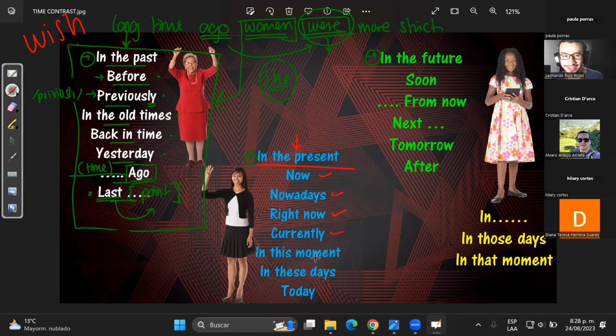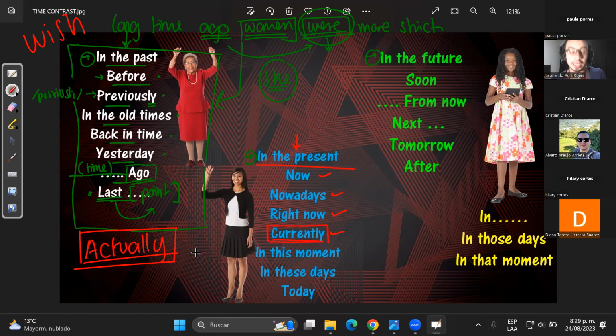Currently, actualmente. Remember that actually does not mean actualmente, es actualidad. Actually significa de hecho o en realidad. Currently significa actualmente. Es un falso amigo.